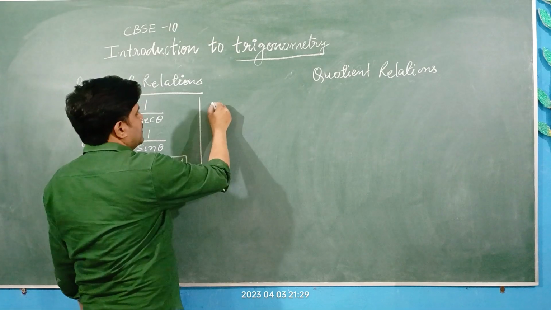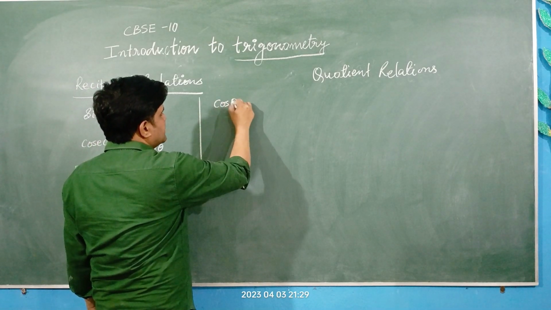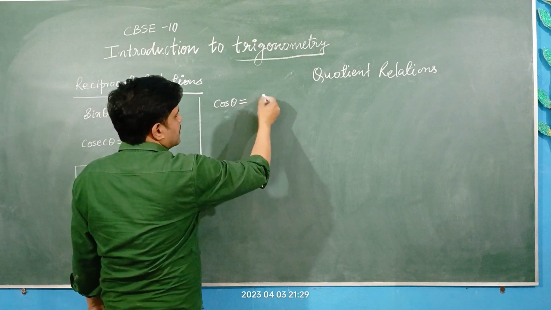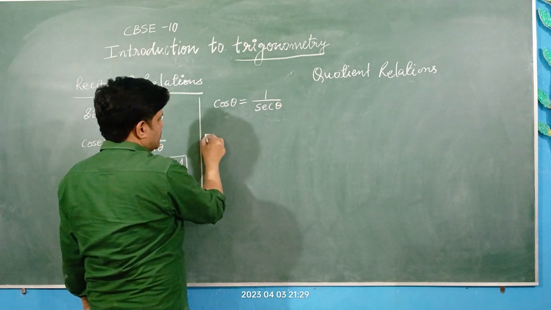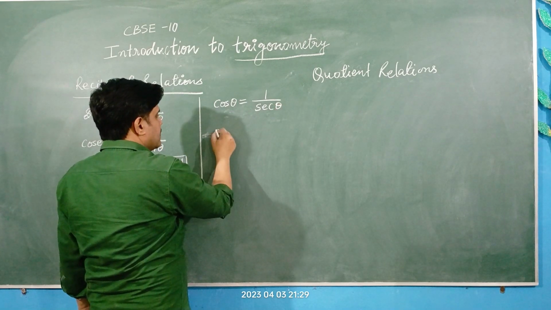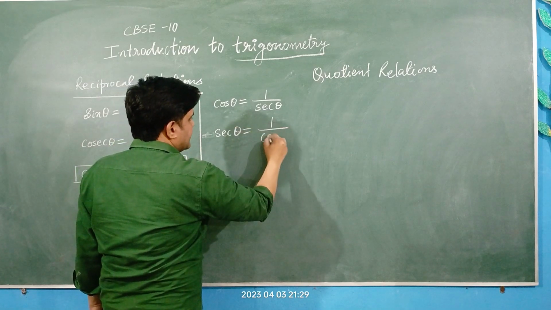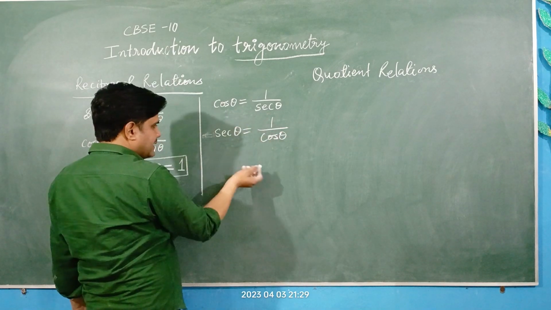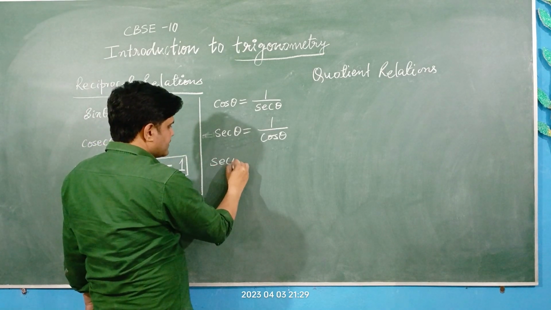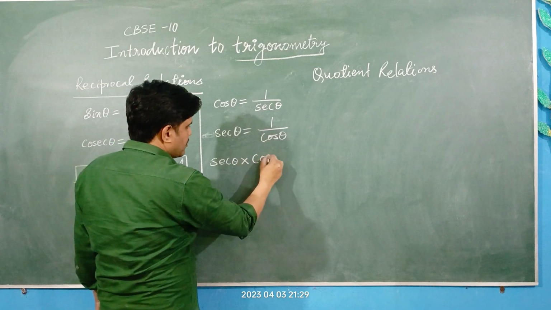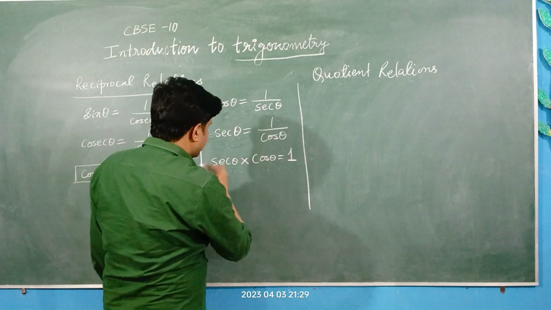Likewise, we have a relation of sec and cos. So I'm writing cos theta. Cos theta is reciprocal of sec theta. We can also write it as sec theta is reciprocal of cos theta. And we can also write the same relation as a product, as we have written here: sec theta into cos theta equals 1. You have to look for this relation as well.